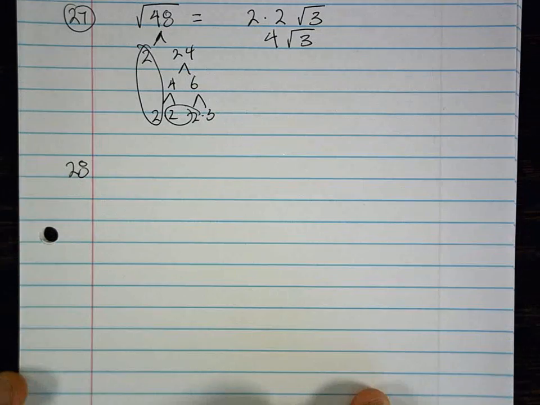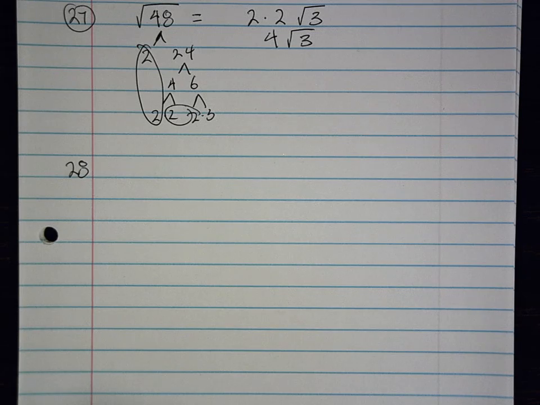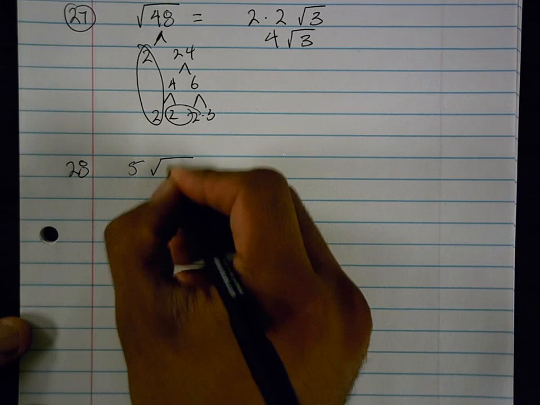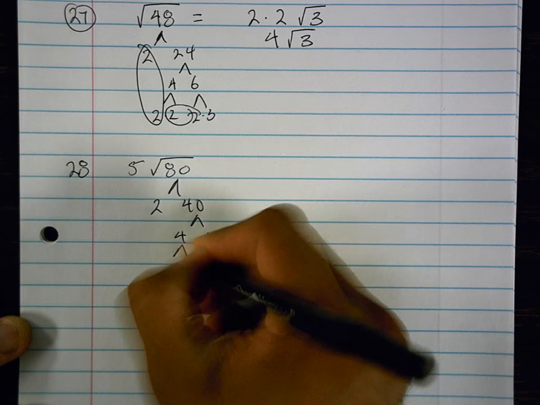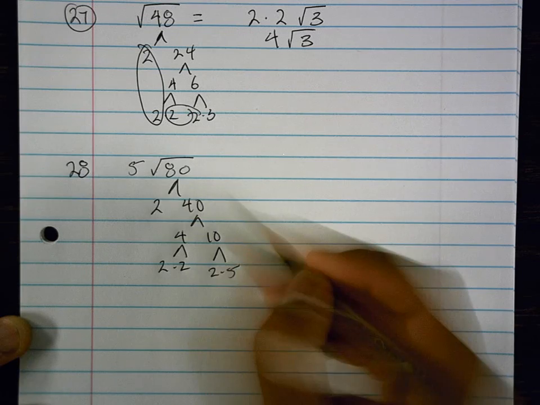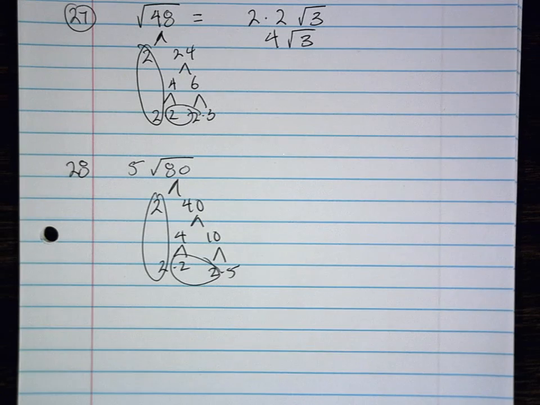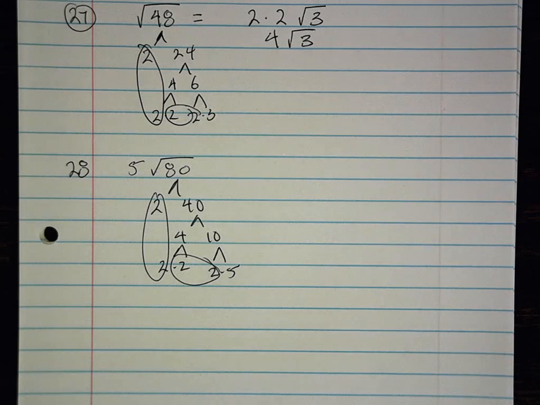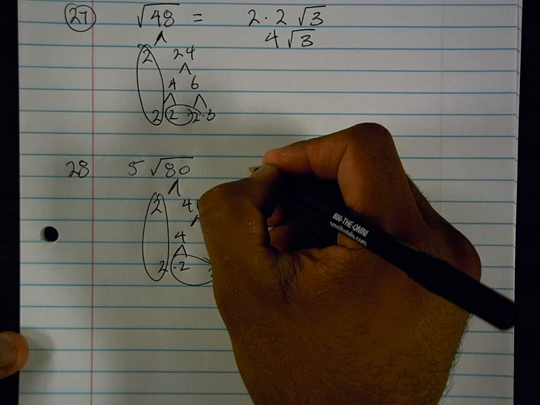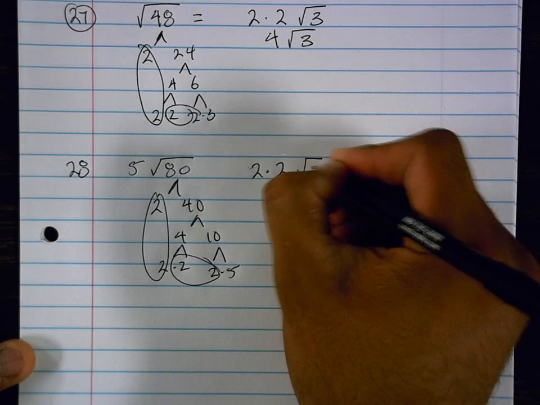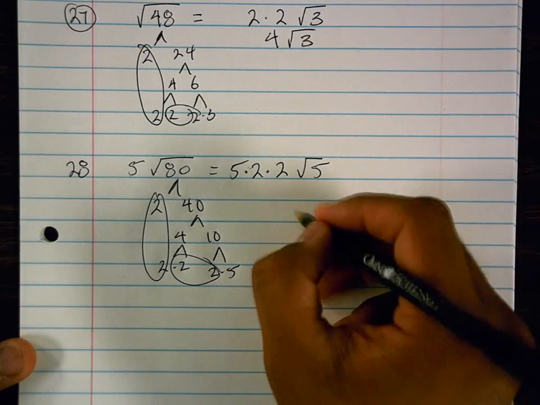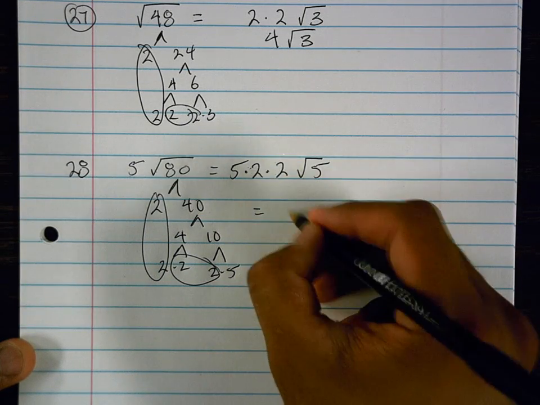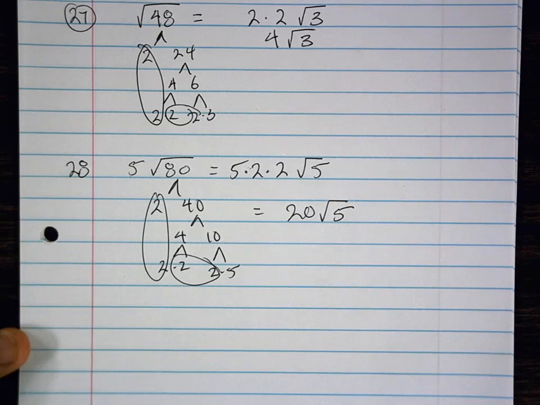28. 28 says 5 times the square root of 80. I'm going to break this one up into 2 and 40, 4 and 10, 2 and 2, 2 and 5. So there's a pair of 2's and there's a pair of 2's. So we're looking at 2 comes out, another 2 comes out, and we're left with a 5. And we had this original 5 out front, right? So this is going to actually equal 20 root 5.